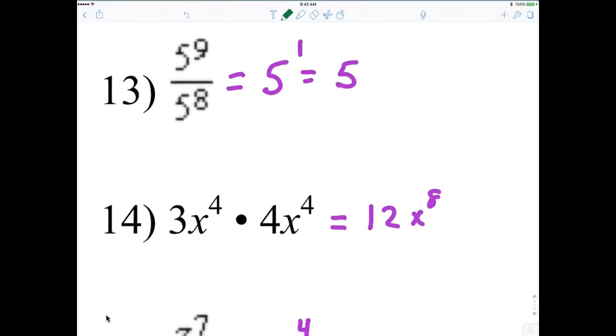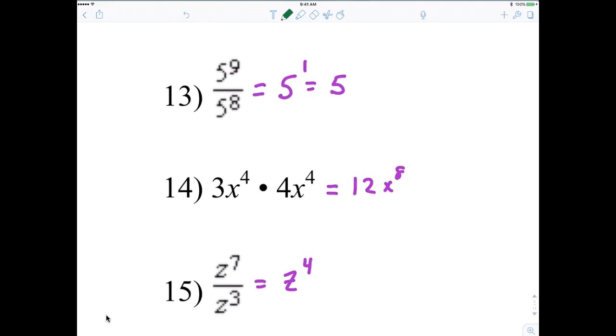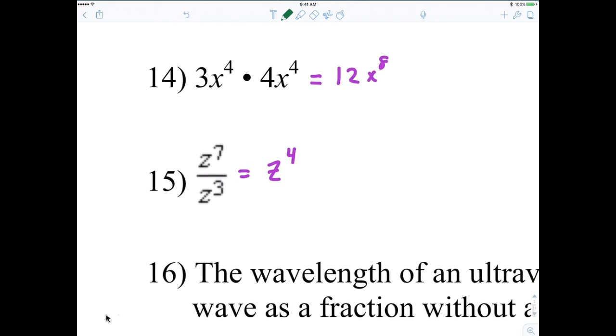Now, with division, just double check yourself on 13. Everybody see how that's 5 to the 1st? And then let's take a look at 14. I made my kids do 14 in the last class. So everybody look up on the board. Make sure you tried 14 and see if you agree that 14 is 12x to the 8th. If you're having a discussion or if you're not sure about something, I want to discuss it with you. Yes? How come it wouldn't be 7x?